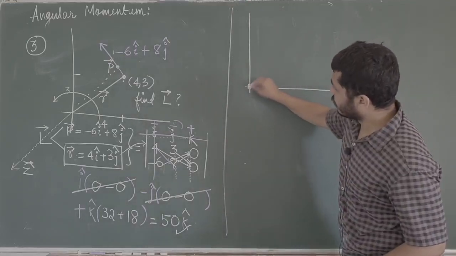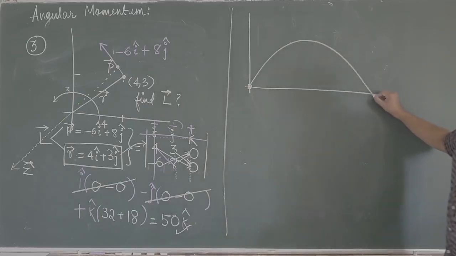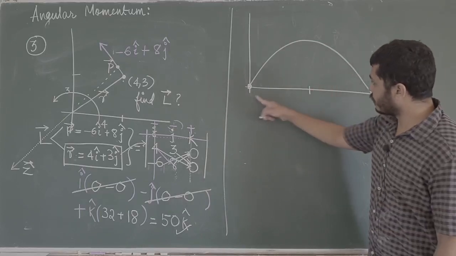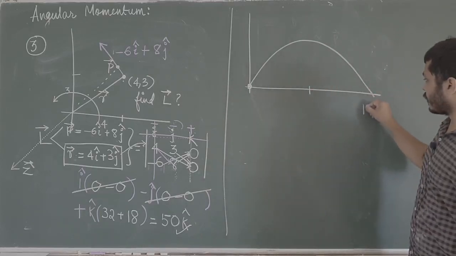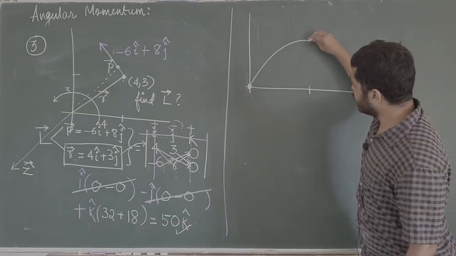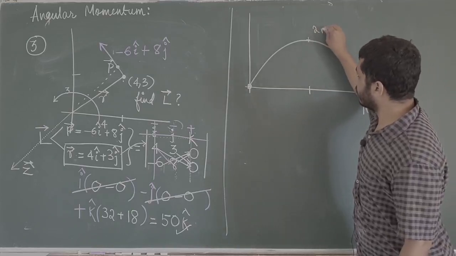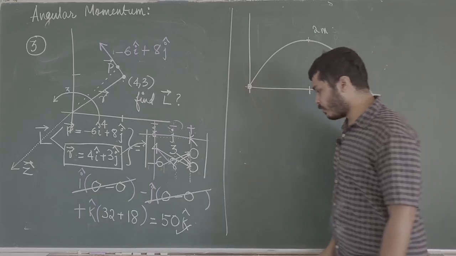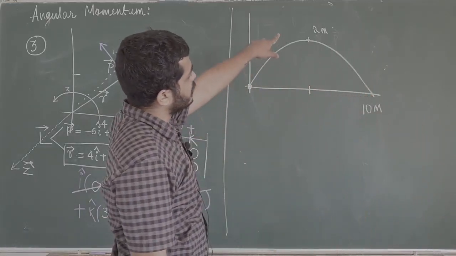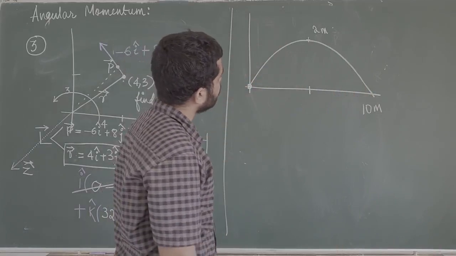This is a point. An object is thrown like this. Okay? Projectile motion. Let us say the range of this object is around 10 meters, and the height of the object, let's say, is around 2 meters. So these are values that are given to you. Later on, I'll ask you to calculate these values. So let us say that is 10, and that is equal to 2.